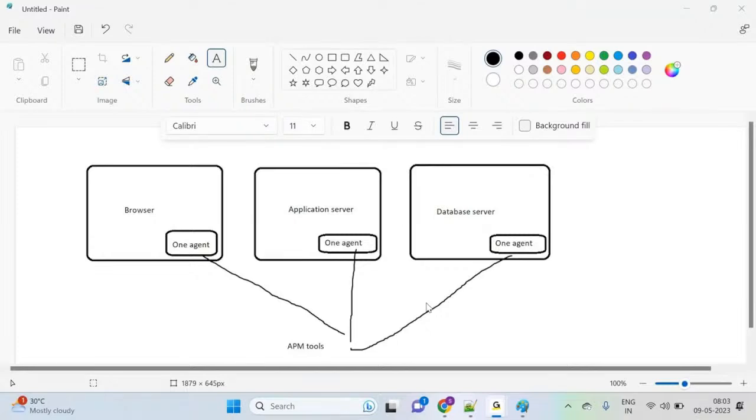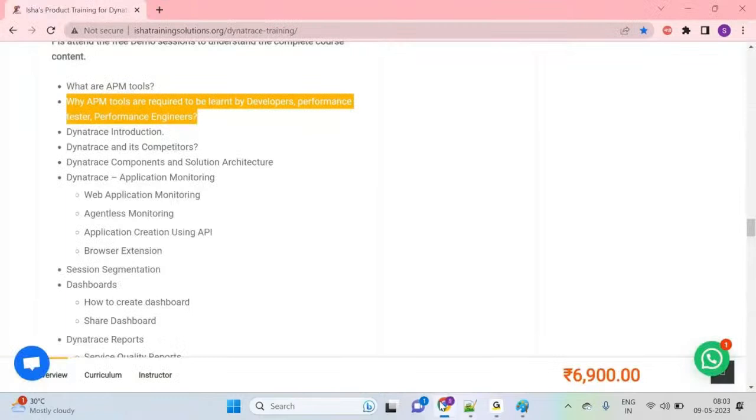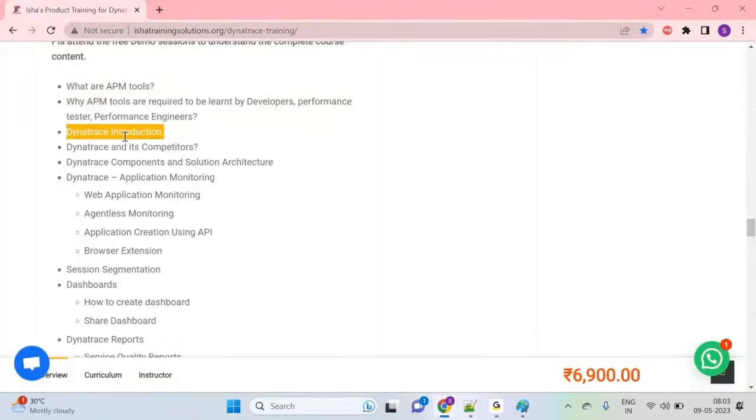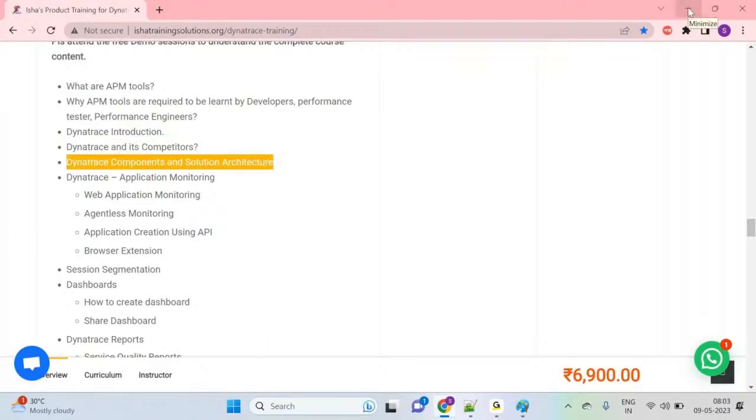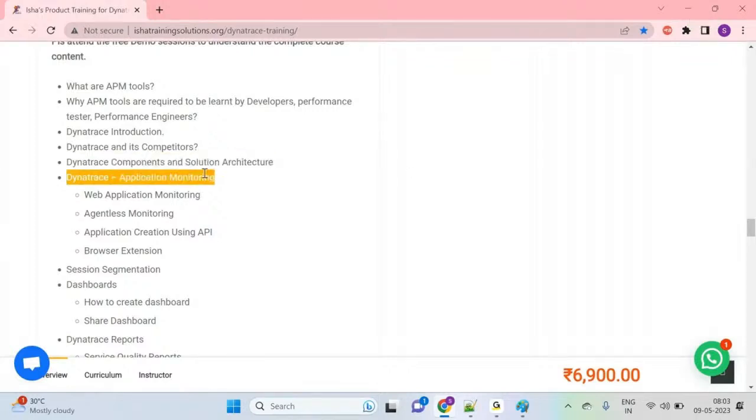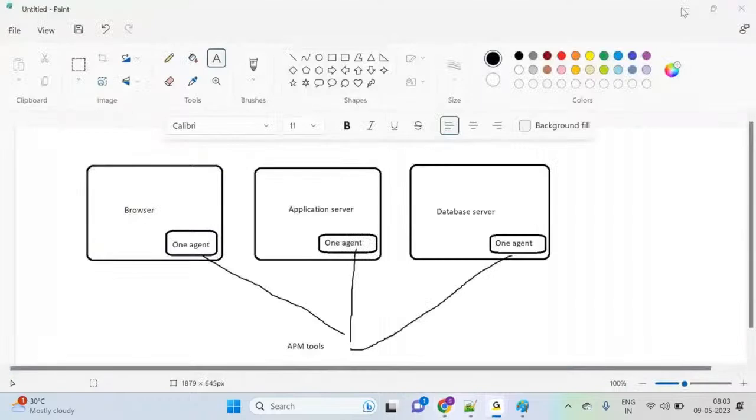Coming back, in the introduction we will set the context of Dynatrace, and then who all the competitors for Dynatrace are. Yes, we are going to get that understanding. And then components and solution architecture. Just now I told you, the SaaS-based model or managed model, we are going to explain all of that. And then application monitoring. Right now in Dynatrace they are calling that front-end monitoring.